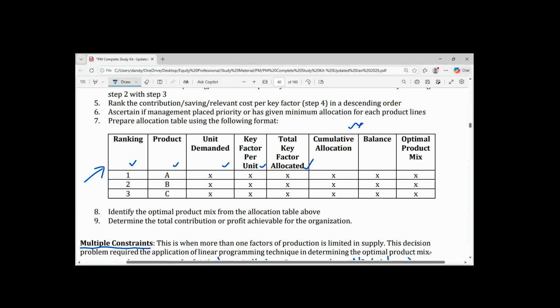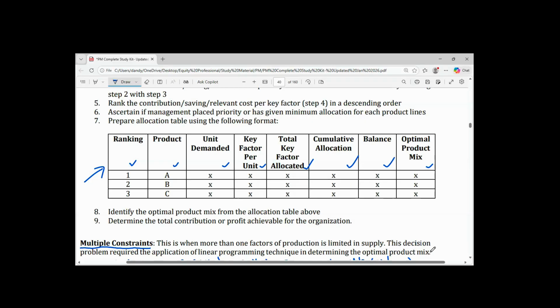Next column will then be to create cumulative allocation, starting from your first allocation. So you determine cumulative allocation. This cumulative allocation minus the resources available, which will give you the balance. Then you determine the optimal product mix. The optimal product mix is the unit that you want to produce. All right? The optimal product mix is the unit that you want to produce. So that's how you are going to do for all the product line based on the ranking.